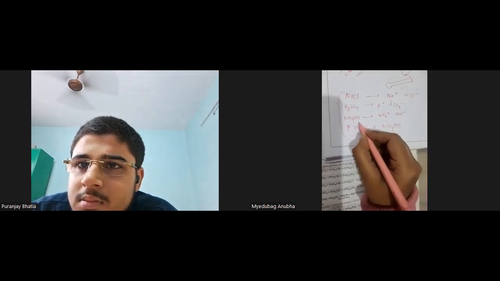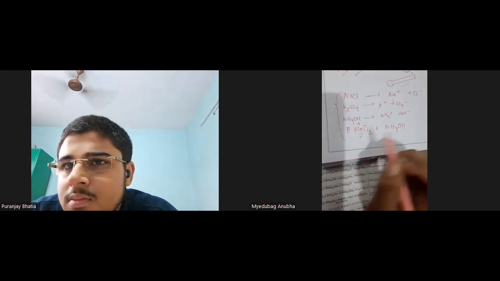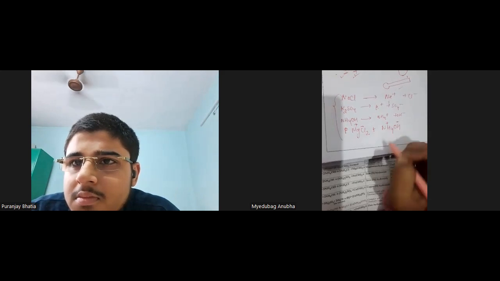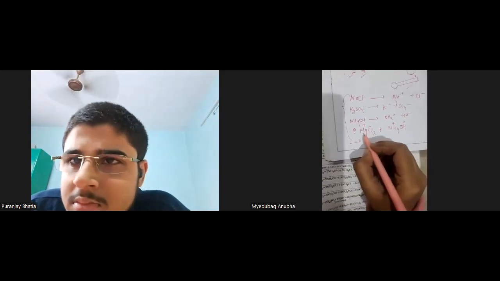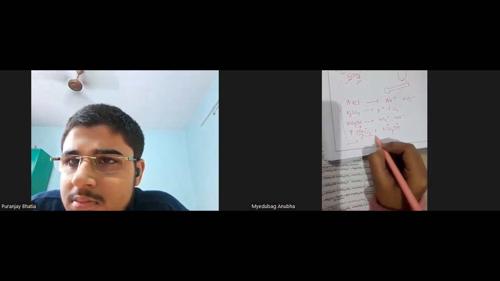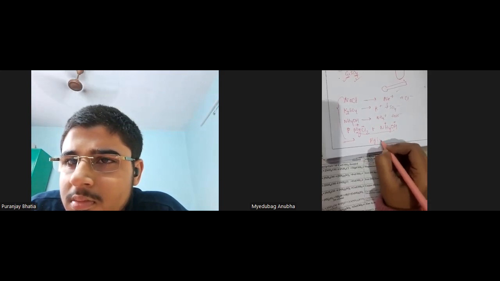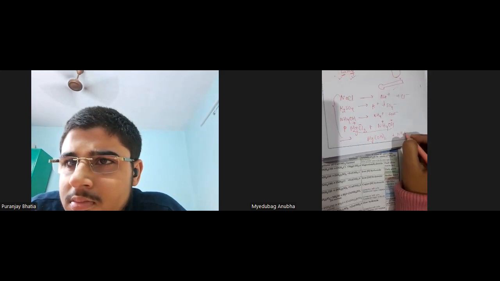Magnesium is a metal, so it will have a positive charge. Chlorine will have a negative charge. Ammonium NH4 will have a positive charge and OH will have a negative charge. So the reaction will proceed with the exchange of ions. The positive Mg ion will go with the negative one, so here we will get magnesium hydroxide plus NH4Cl.